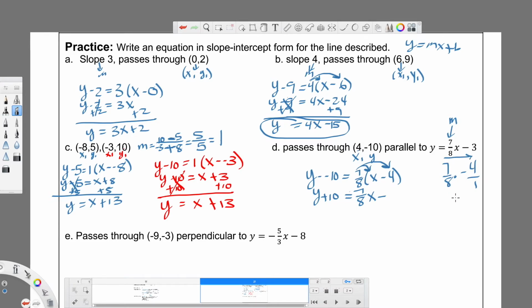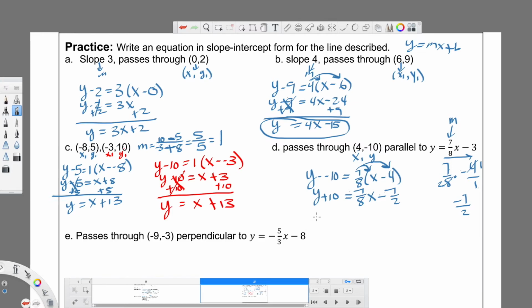I get -28 over 8, and then I could reduce. But I could reduce first. We're in Algebra 3. We should definitely be able to see this. 8 can divide by 4 twice. 4 can divide by 4 once. So now I have 7 times -1, and that's -7. 2 times 1 is 2. So I can quickly reduce that so that I don't have to deal with it so much. So let's go -7/2. Sorry, I was confusing myself with the negative. I'd already put it there.